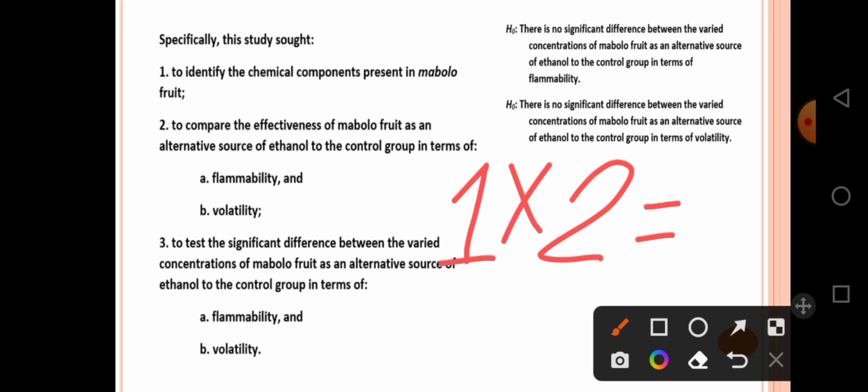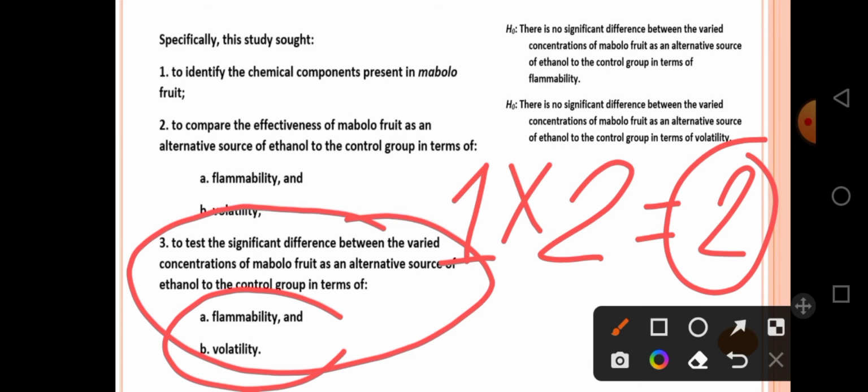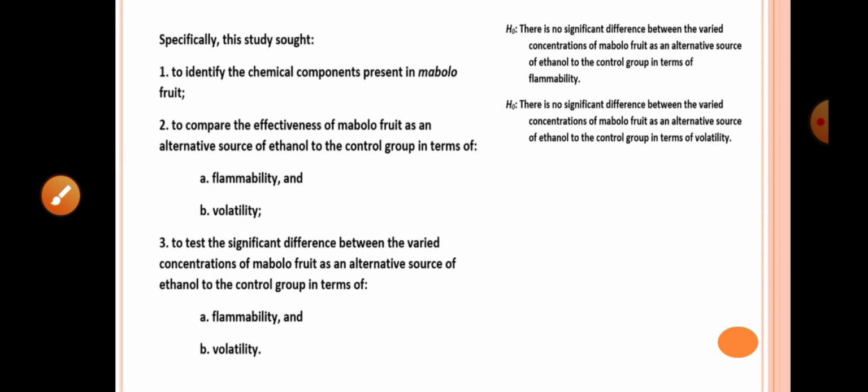And so we have 1 times 2, we have 2. Therefore, class, the product of the number of inferential research questions and the number of the measurable variables will give us the number of the hypotheses needed in our paper. Okay, so do you get the idea here, class?